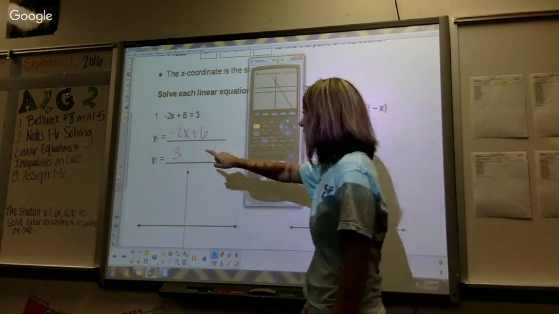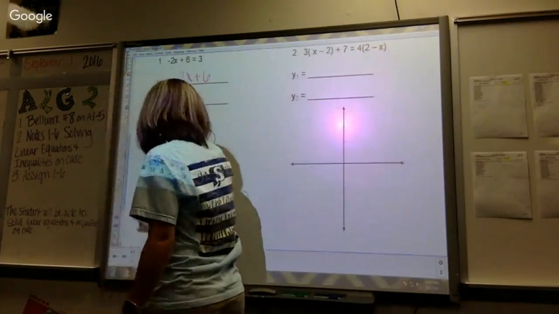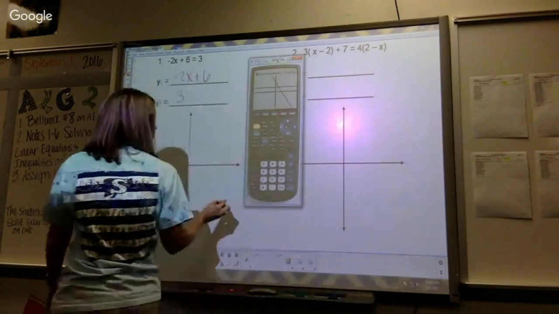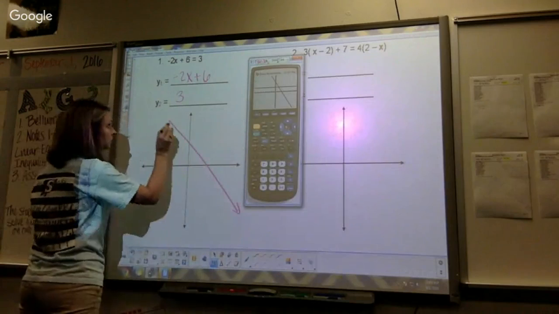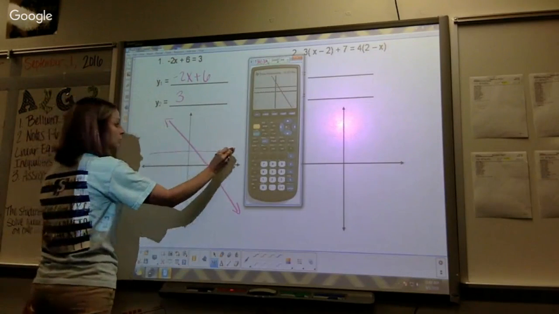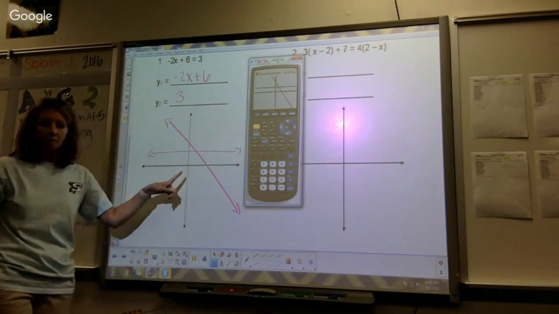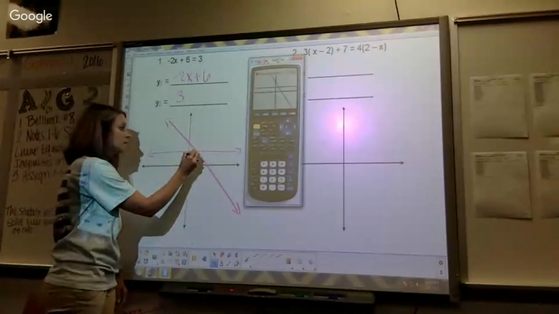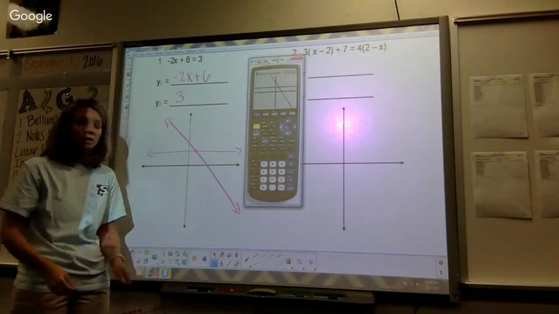Okay, I want you to sketch these on your graph. You don't have to worry about any of the numbers on your x and y axis whenever you're sketching it, but I do want you to find their point of intersection. That's what you're going to be looking for.